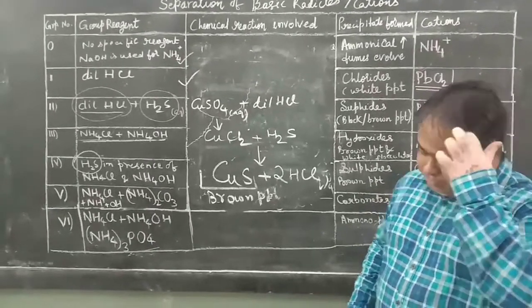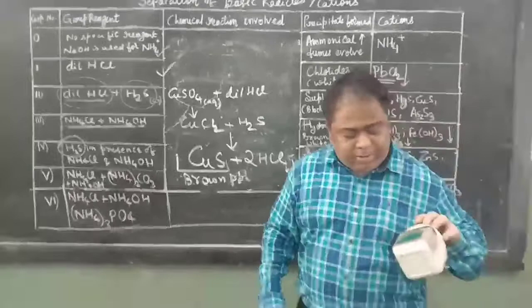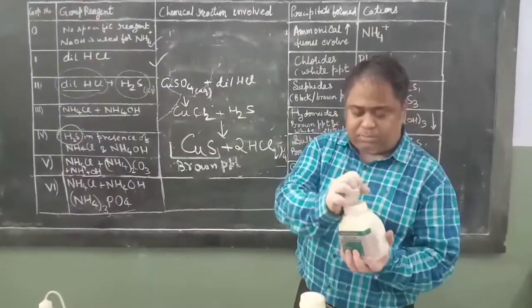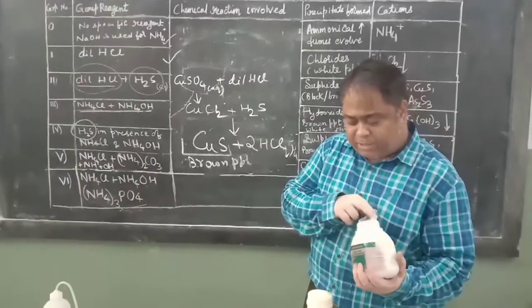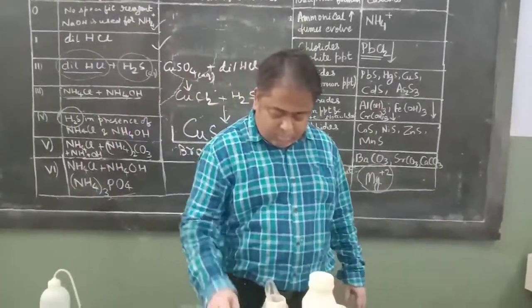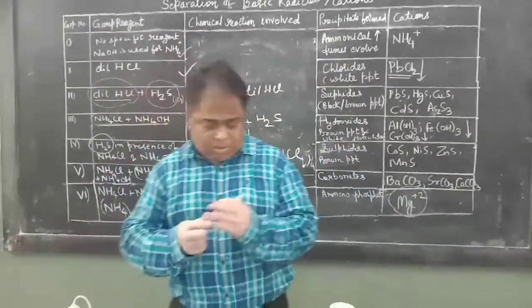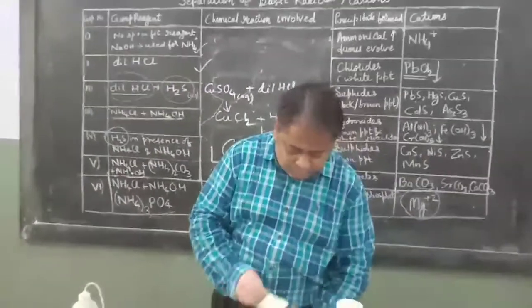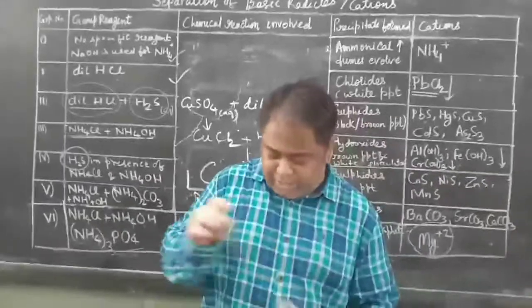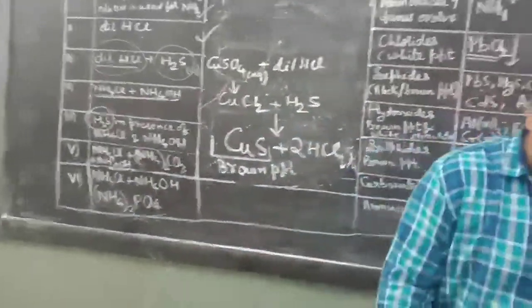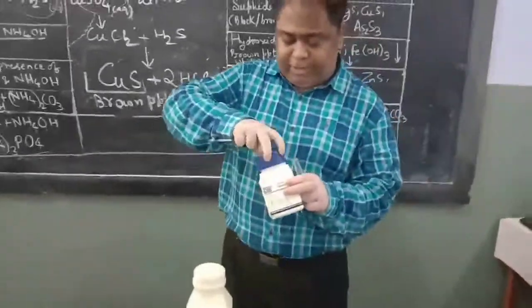Group 3. Let's see what is there in this. Alright, this contains ferrous sulfate solution. Very interesting salt. Ferrous sulfate solution is a very interesting salt. Oh, it is ferrous sulfide, not sulfate. This is ferrous sulfate.